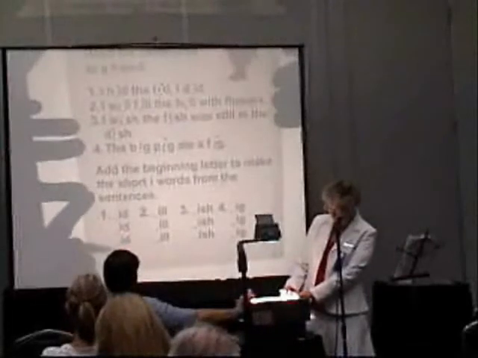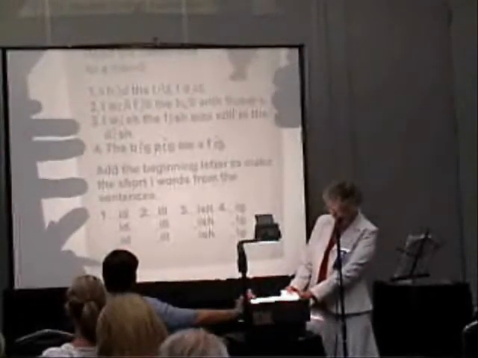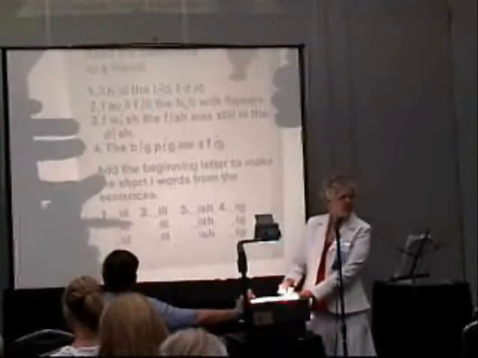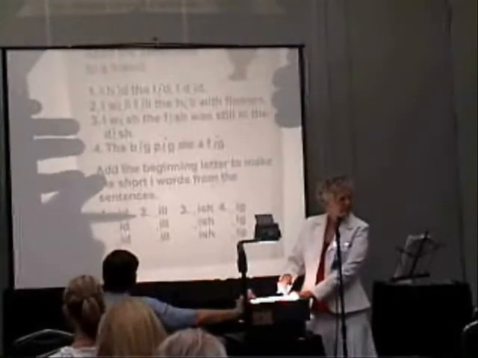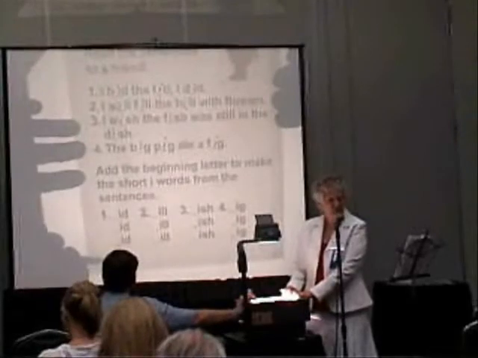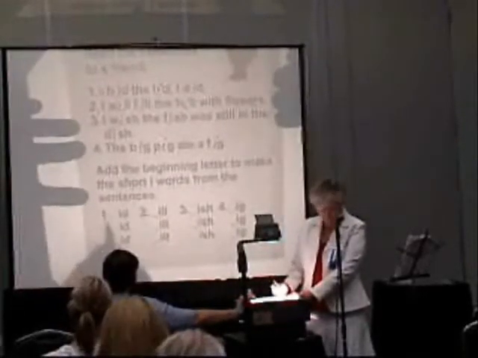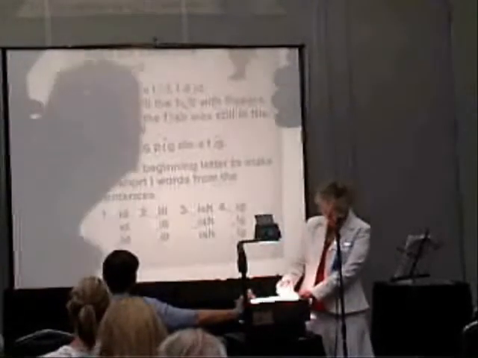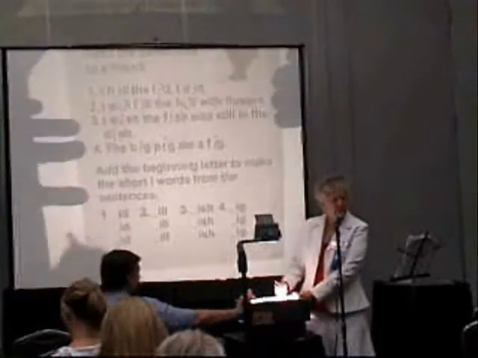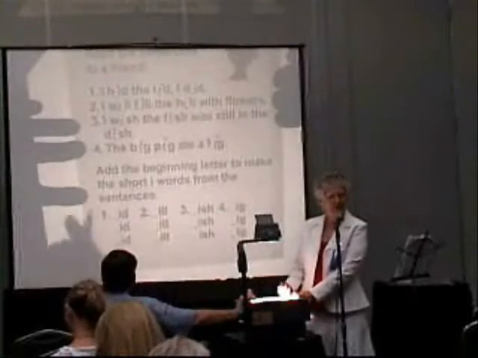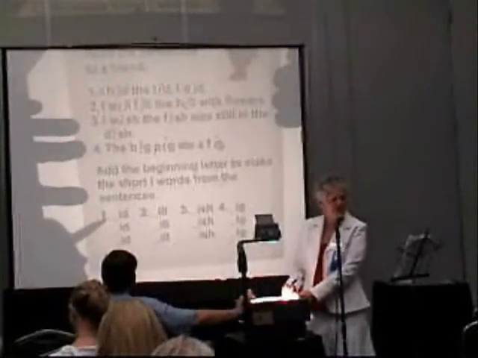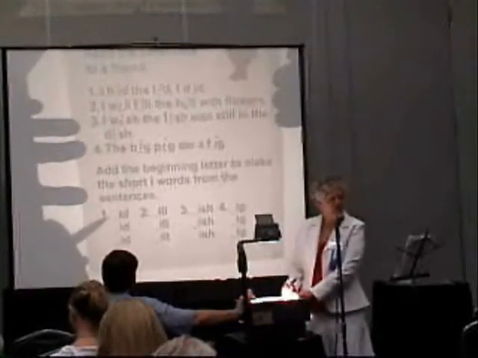It says, add the beginning letter to make the short I words from the sentences. They should just write the word copy there. Add, copy is what we have to do. So let's reach up here quickly and grab it and finish this lower part of our worksheet so we can all get 100 and get our stickers and leave and go ride our bikes.